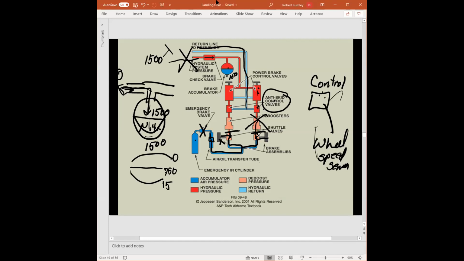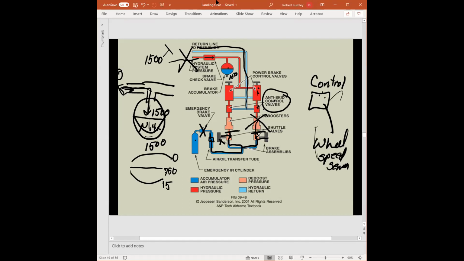Okay, all right. So once again, I might ask you on a test question, for example, is the power brake valve before or after the anti-skid control valve? You know, that's what I'm saying. Is the debooster before or after the power brake valve? Like, where are they in line?